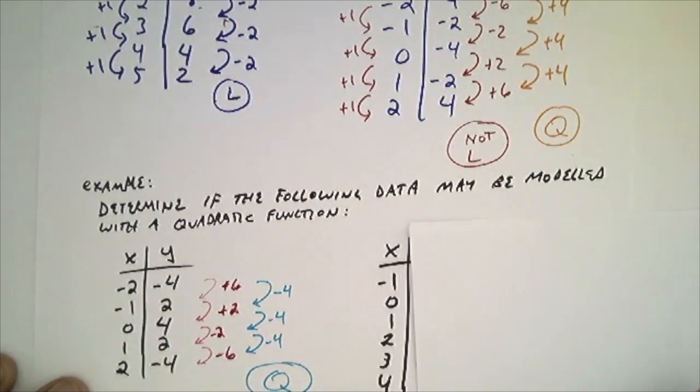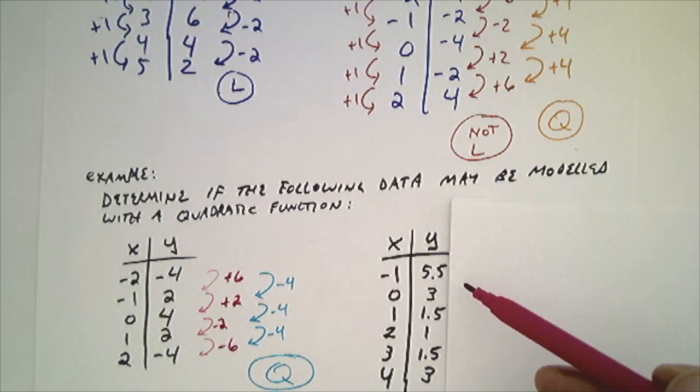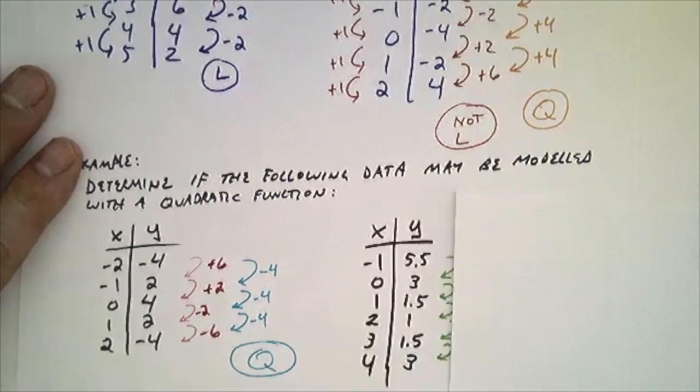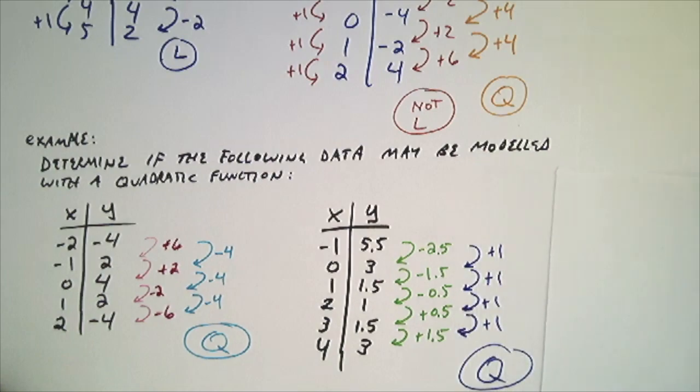Let's do one more example. Here's the data that's given. And what did you find? You can pause. What did you find? The initial difference is negative 2, and then the difference of the difference works out to be just plus 1. So it is consistent. It is quadratic.